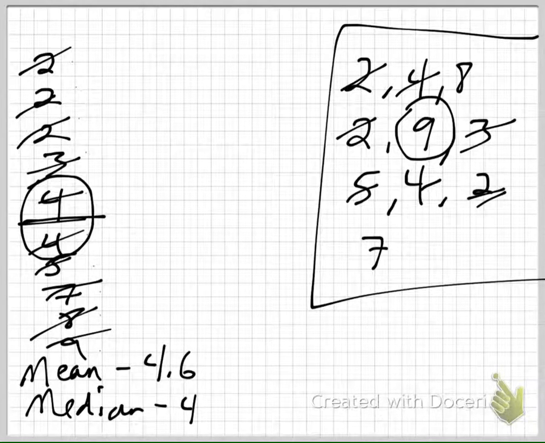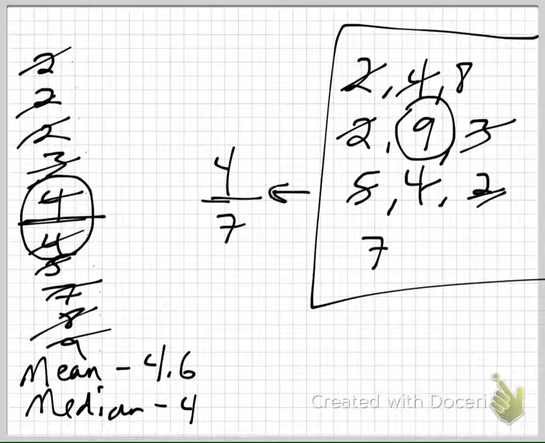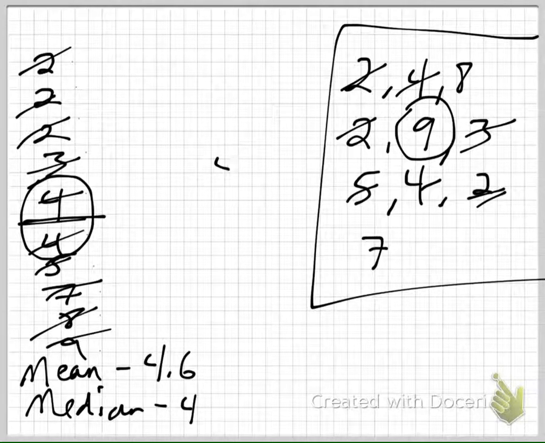What would have happened if in my data it came out to a 4 and a 7? Here's the deal right there. Then you go 4 plus 7 is 11, divided by 2 is 5.5. That would be your median. Does that make sense? Or if it actually did land on the number, if there was an odd number of numbers here, it would land on a number, and that's the median.